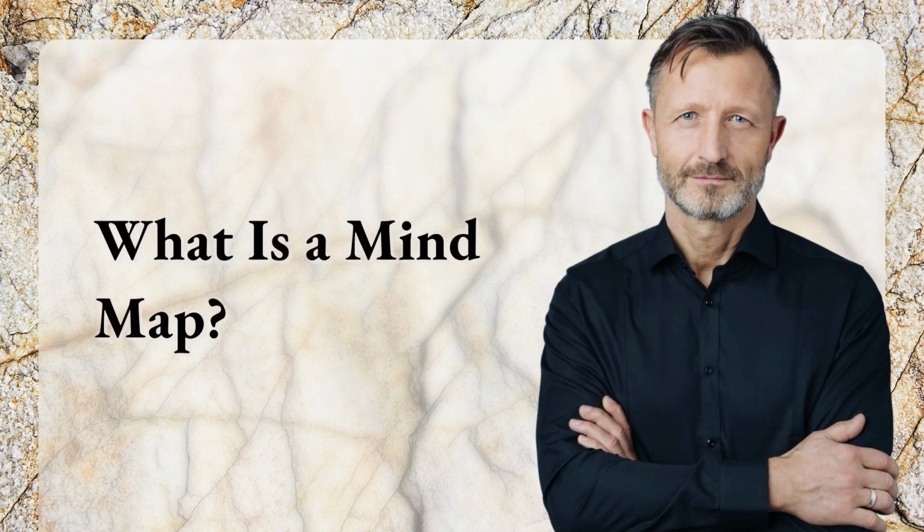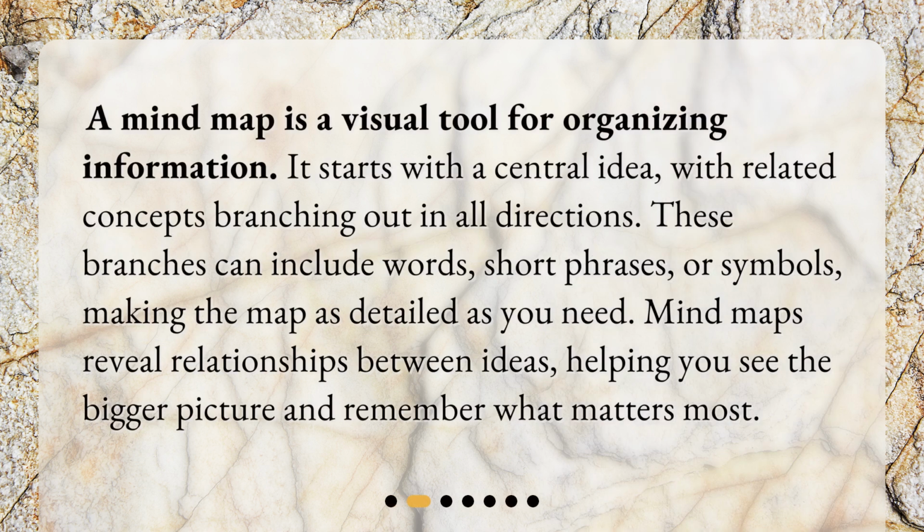What is a mind map? A mind map is a visual tool for organizing information. It starts with a central idea with related concepts branching out in all directions. These branches can include words, short phrases, or symbols, making the map as detailed as you need. Mind maps reveal relationships between ideas, helping you see the bigger picture and remember what matters most.